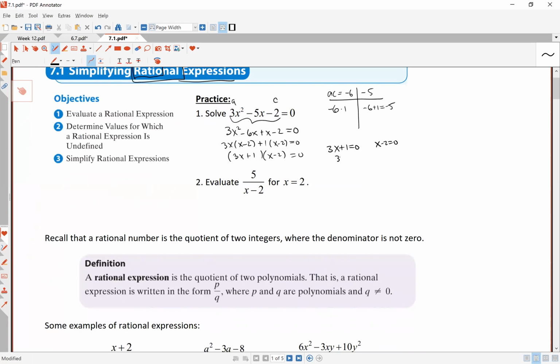So if 3x plus 1 equals 0, we subtract 1 from both sides and divide by 3. But if x minus 2 equals 0, we add 2 and get x equal to 2. So there's no throwing out any negative numbers here now because it's not an application problem.